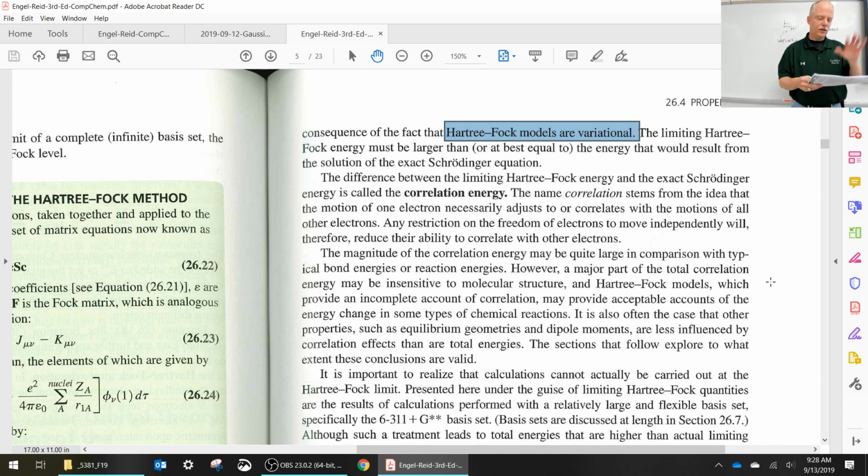So hopefully this is useful. You're reading this, I'm reading this, and I'm pointing out the things that are really important that you might have gone past. I talked about homolytic bond cleavage being prone to errors. There's a mistake in table 26.6.